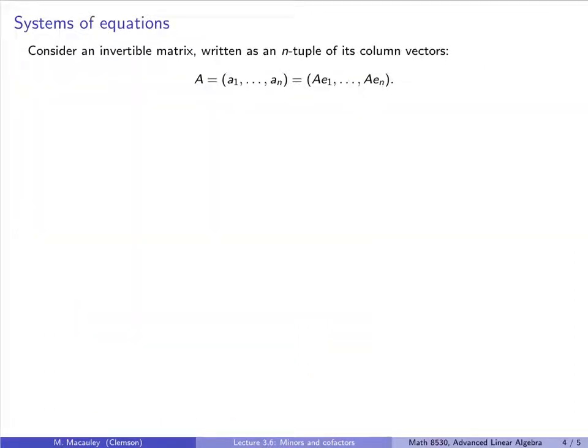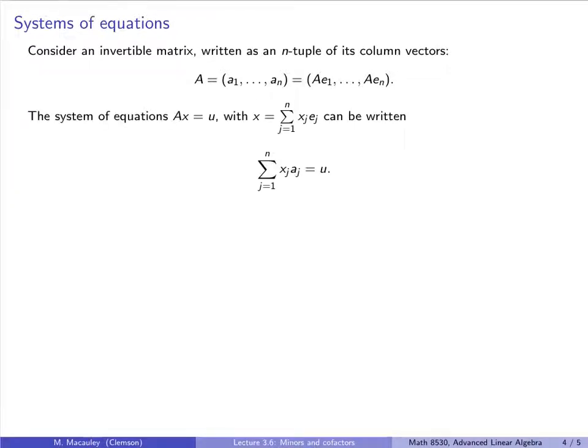Let's now apply what we've learned to systems of equations. Suppose we have an invertible matrix written as an n-tuple of its column vectors once again. So A is A1 up to AN. And remember that we can think of that as the image of the standard unit basis vectors E1 up to EN under A. We can write the system of equations AX equals U, where X is just a linear combination of the standard unit basis vectors, as follows. So this is the sum from j equals 1 up to n of xj times aj equals u.